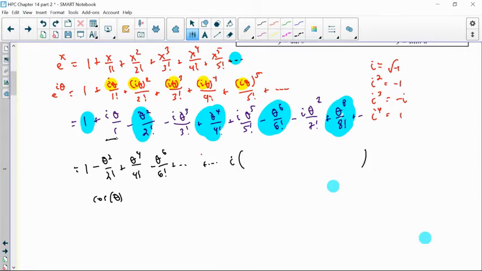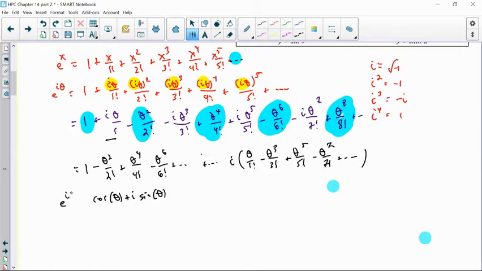And you have theta over 1 factorial minus theta cubed over 3 factorial, right? You see it's the odd powers. Theta over 1 factorial minus theta cubed over 3 factorial plus theta to the 5th power over 5 factorial, right? Minus theta to the 7th power over 7 factorial. In other words, we get i times the sine function's expansion. So plus i sine of theta.